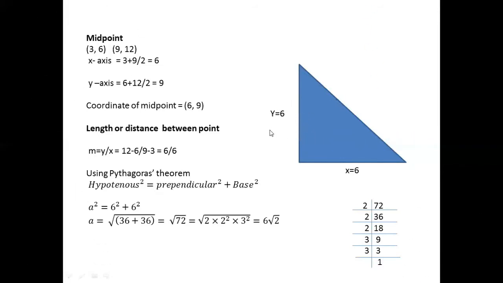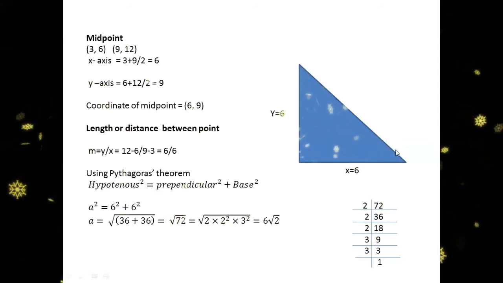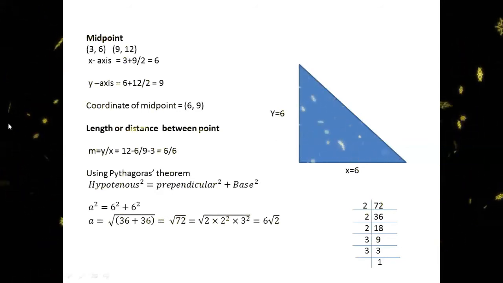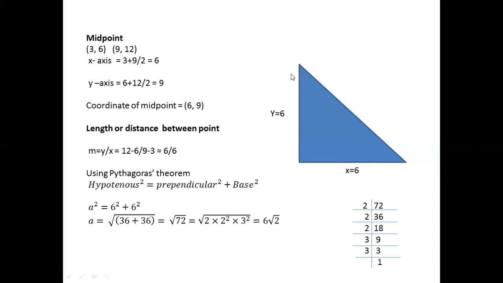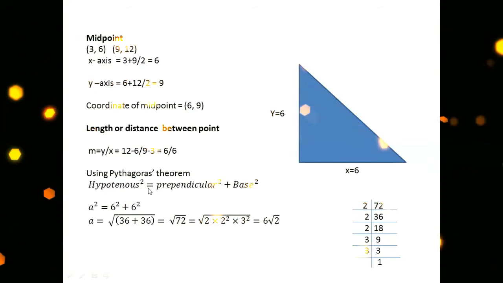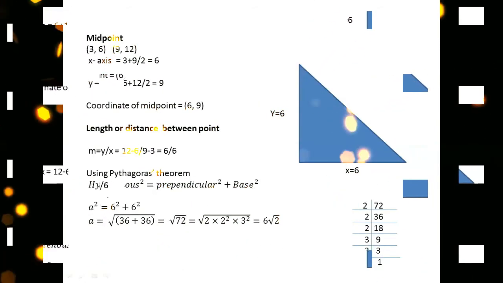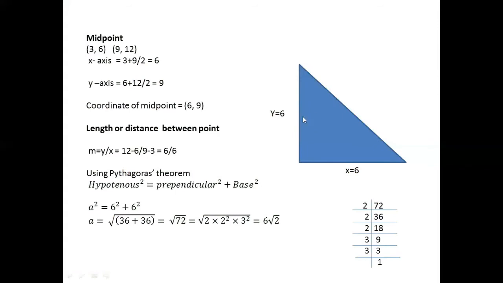Here y we also give the name perpendicular, and x is the base, and this slope should be the hypotenuse. So what if we use the Pythagoras theorem to find this hypotenuse? We know the formula: hypotenuse squared equals perpendicular squared plus base squared. Let's suppose we give the hypotenuse the name A, this one y and this one x. So perpendicular 6 squared, base 6 squared, and hypotenuse A squared. 6 squared is 36, 6 squared is 36, and when I remove this square, I will get under root. So my answer is under root 72.